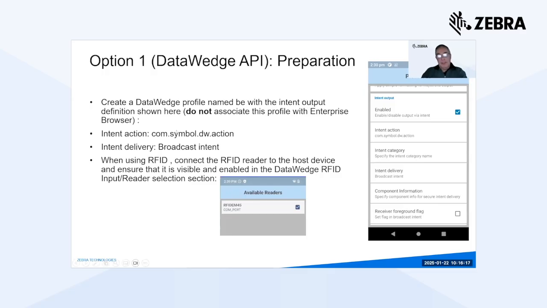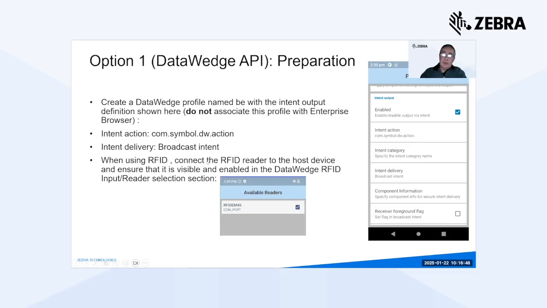But we do need to set up an intent output to com.symbol.tw.action. That's the intent action. It's a broadcast intent. So basically, any barcode and RFID data will be sent as a broadcast using that action. And what the Enterprise Browser application will do is listen for that intent and receive either the tag data or the barcode data through that intent.